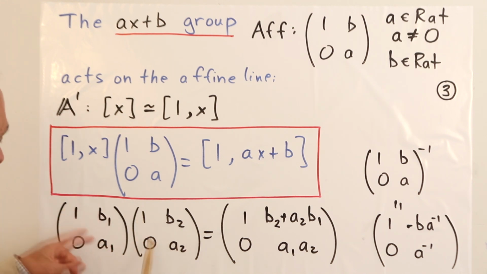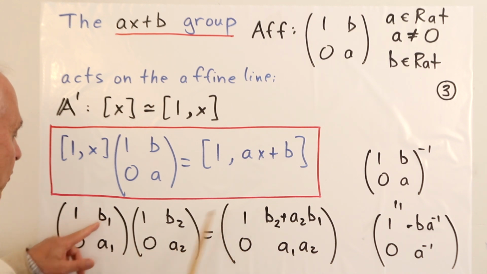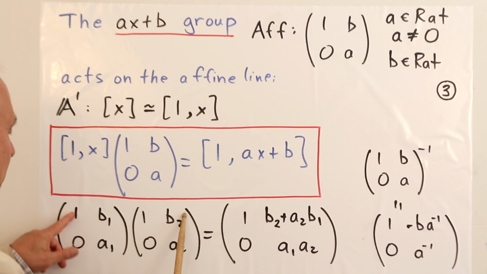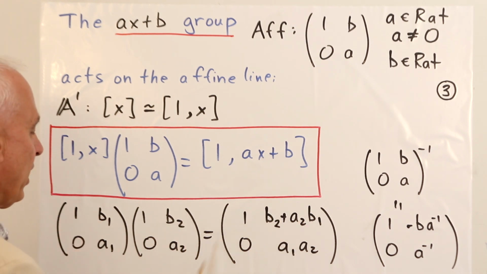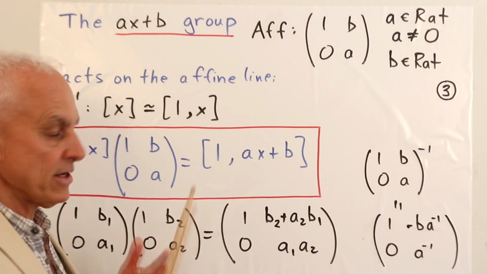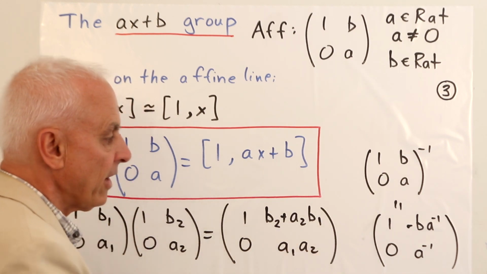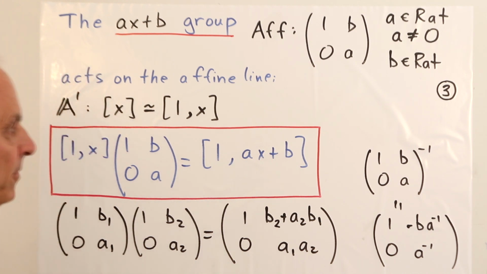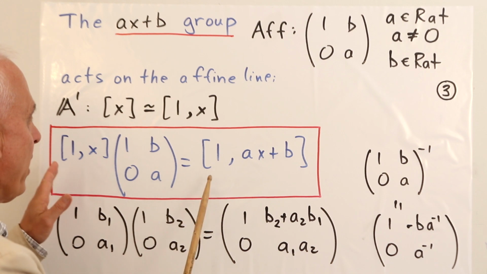So if we take this product here, we get 1 times 1 plus 0, that's 1, and 1 times 0 and 0 times it, that's 0 there. This one here is b2 plus a2 times b1, and this bottom one here is just the product of a1 and a2. And it's also closed under inverses, so the inverse of 1 b, 0 a is 1 minus b a inverse, and an a inverse down there. So this is the affine group, and this is how this affine group acts on a point.